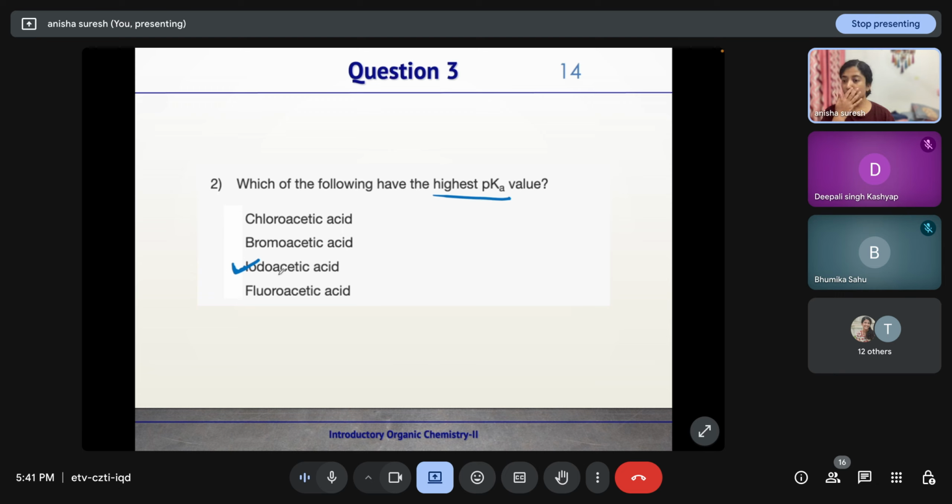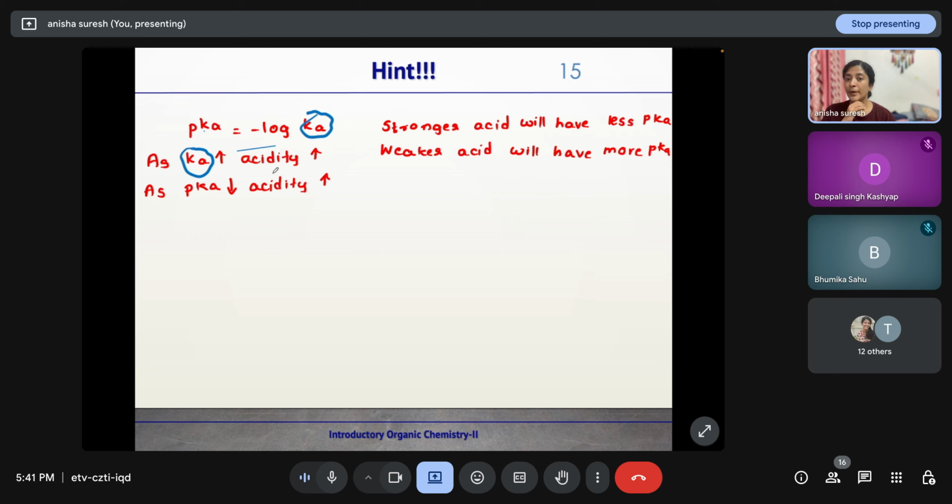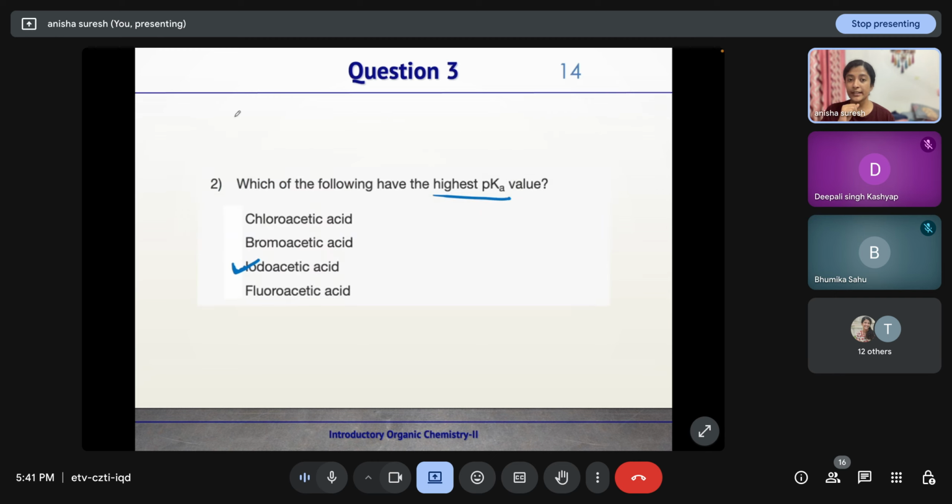So in the case of iodoacetic acid, iodine has the least electronegativity, and because of that its stabilizing power on the conjugate base will be lesser. So the conjugate base will be less stable in the case of iodoacetic acid, so iodoacetic acid will have the least acidity. We have seen that pKa equals minus log Ka. So if acidity is decreasing, the value of pKa should increase. Here they have asked for the acid with the highest pKa value. Iodoacetic acid is the least acidic, and because of that it will have the highest pKa value. Okay?